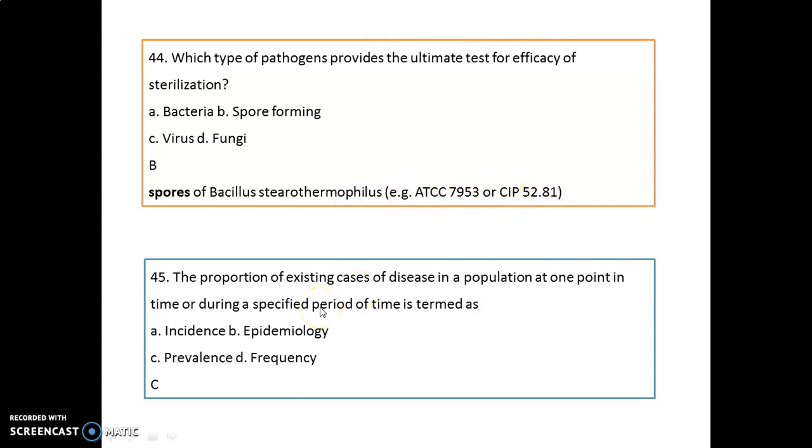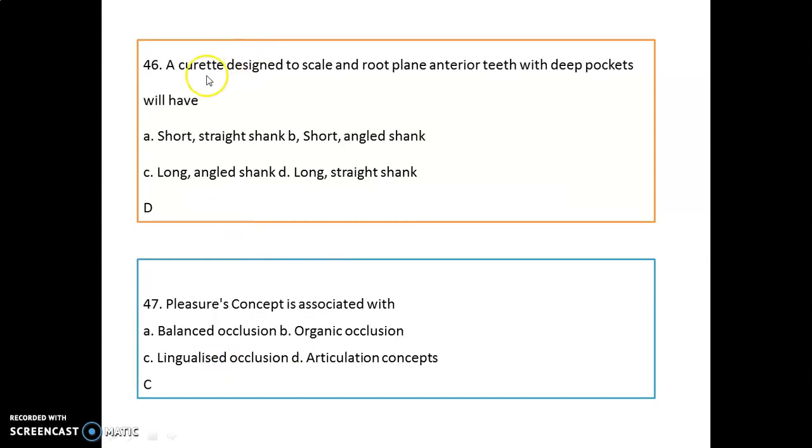Now a community question. The proportion of existing cases of disease in a population at one point in time or during a specific period. Whenever one point and specific period are mentioned, it is the prevalence type of study. Now, which instrument is accurate to scale and root plane anterior teeth with deep pockets? When you are going for planing of anterior teeth, remember you require a long and straight shank.